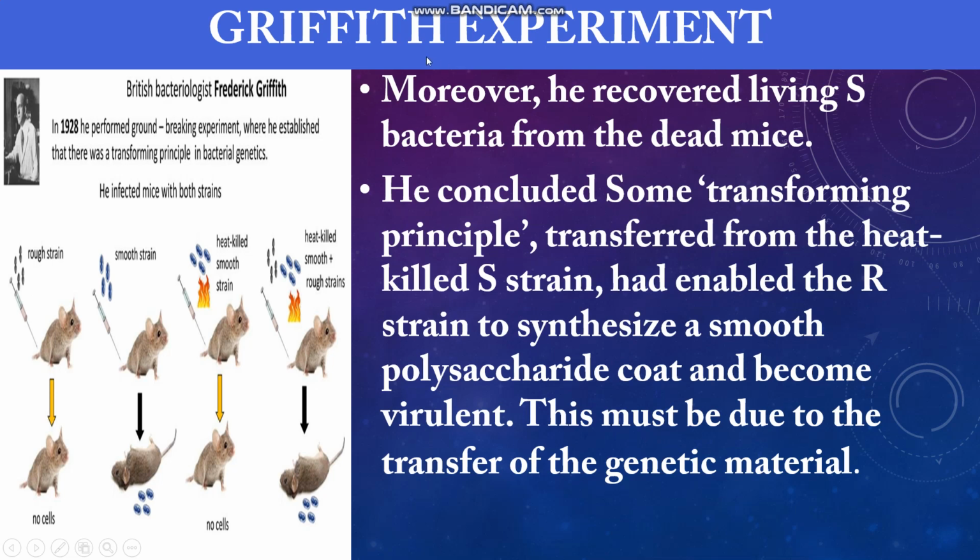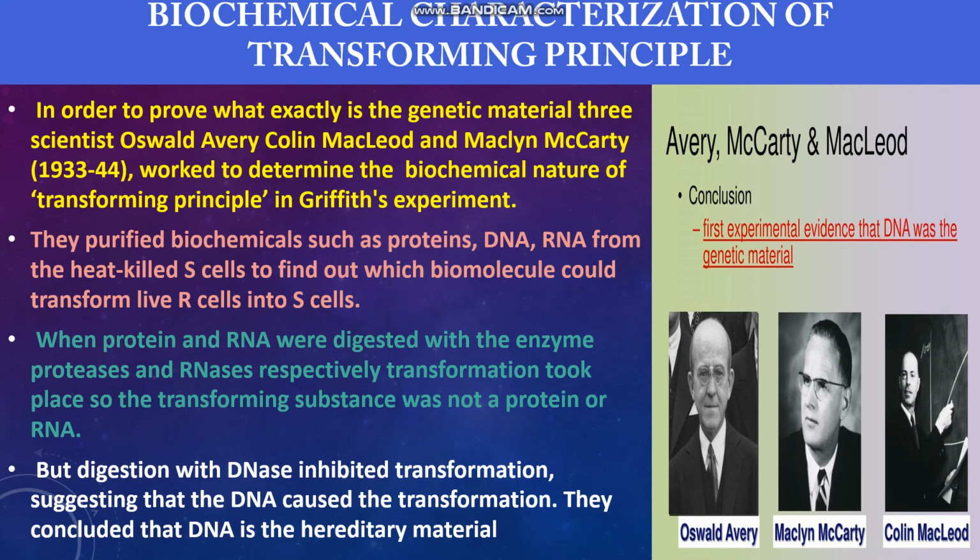So what was the conclusion of Griffith's experiment? He concluded that some substance or the transforming principle must have entered into the R strain from the smooth strain and transformed the R strain into S strain. And the substance that got transferred from the smooth strain to the rough strain is the genetic material. But this explanation cannot prove that DNA is the genetic material. We cannot prove that DNA is the genetic material or DNA is the transforming principle.